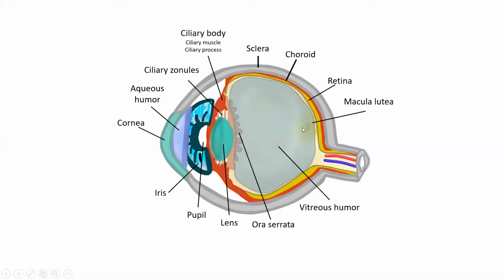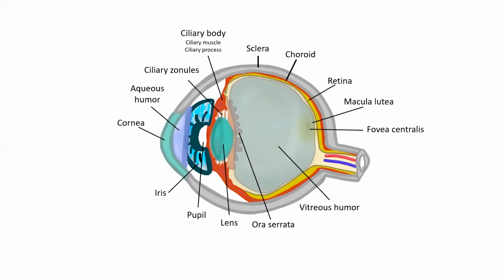You get more or a higher concentration of rods as you go this way. So more cones this way, more rods this way. So the macula lutea is mostly cones. There's more cones than rods in this little structure right here. And in the middle of the macula lutea, you have another structure called your fovea centralis.